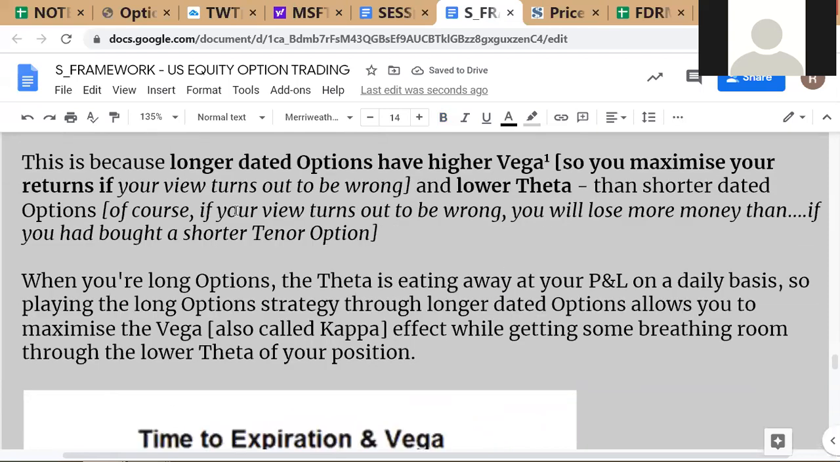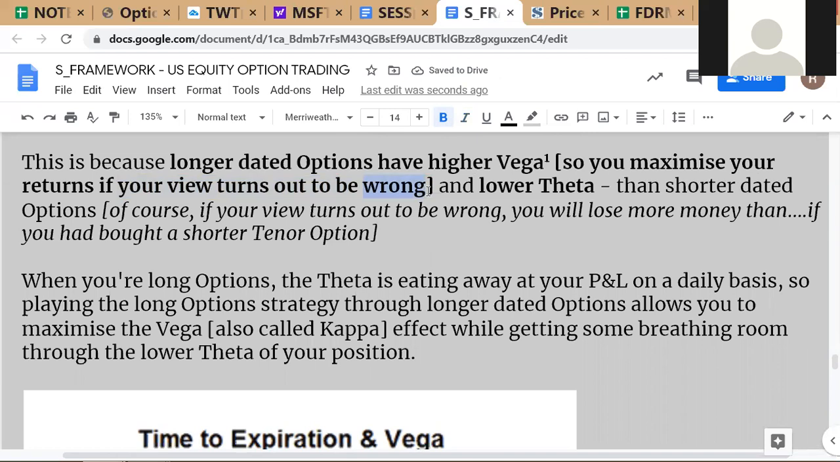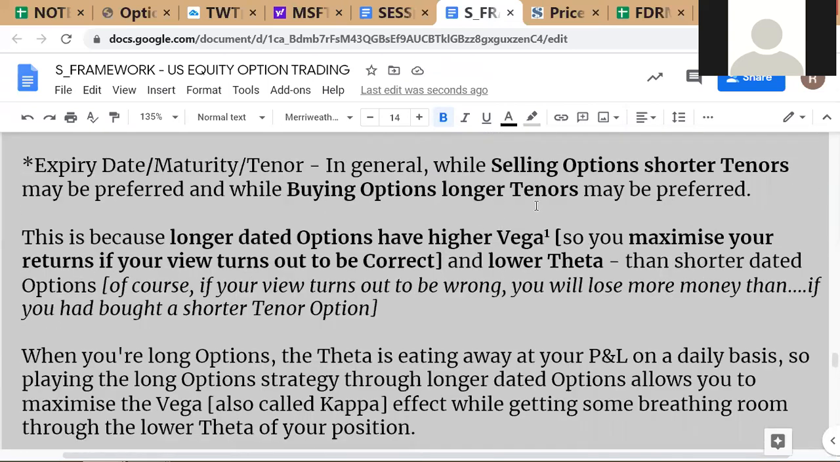All right. So you maximize your returns if your view turns out to be right. In this case, it has to be right. This is what we want. Okay. And so this is the idea behind the higher Vega. So you understand clearly the logic, and the lower theta.